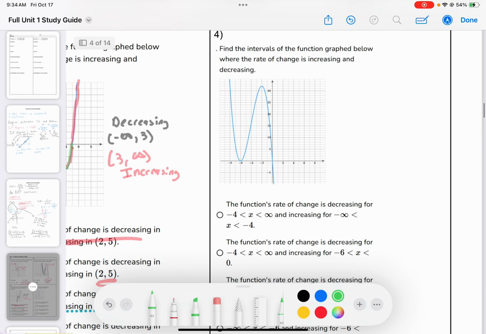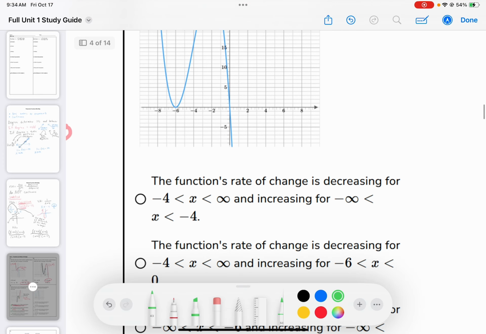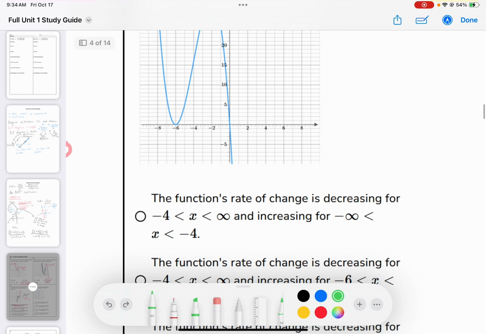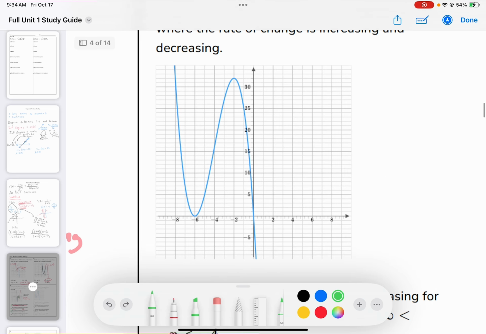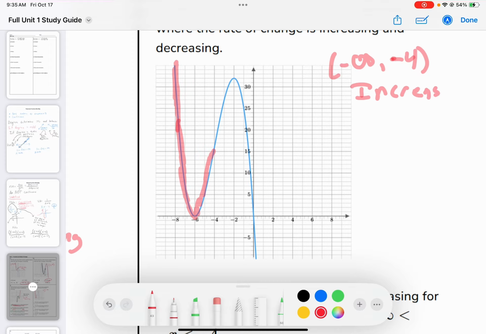Again, increasing and decreasing. We have different notation this time. We're using inequality notation. I really prefer interval notation, but the answer choices are the answer choices. All right, let's see. Look, we start concave up, concave up, concave up. I think it switches here at about -4. So from negative infinity to -4, we're increasing. Increasing rate of change, I should be clear, which is different than the function increasing.